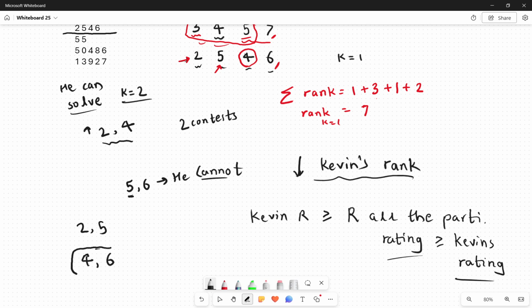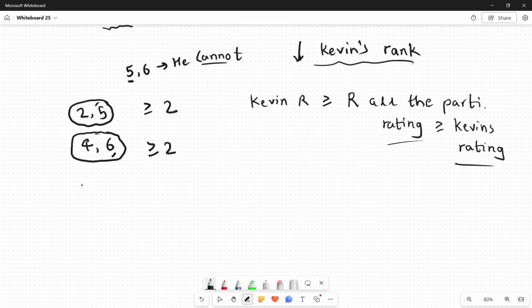So here in this contest, Kevin's rank will be greater than or equal to 2, if the person with rating greater than or equal to 6 solves this problem. And here also it will be greater than or equal to 2, because some person will solve this problem. And if I group it as 2, 4 and 5, 6, then in this contest he is guaranteed to get rank 1.